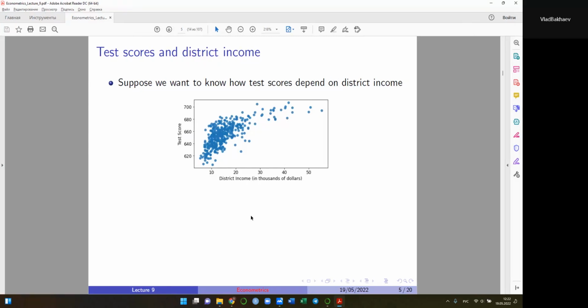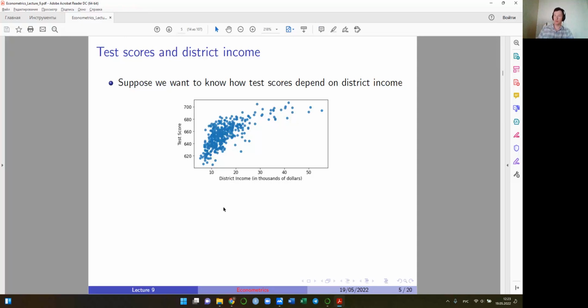Yeah, we see that it is somehow diminishing. For districts with low levels of income, we have a steeper slope, while for the districts with the middle income or even large income, the slope is almost zero. And if we try to fit a straight line, this straight line will not be a perfect fit to this data. Maybe we want to model some nonlinearity in the model, and this is the first step.